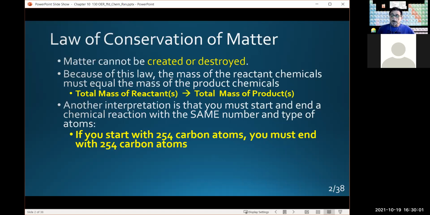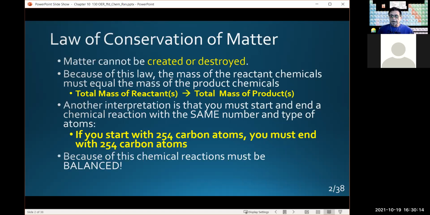Whatever I started off with, I'm going to end up with the same amount of those particular elements or atoms. They're going to be in different forms, but nevertheless, they're still going to be there. And that is conservation of matter. What this implies is we have what's called a balanced chemical reaction. Mother Nature must be happy. And so we're going to start learning how to balance chemical reactions as we're talking about these reactions.